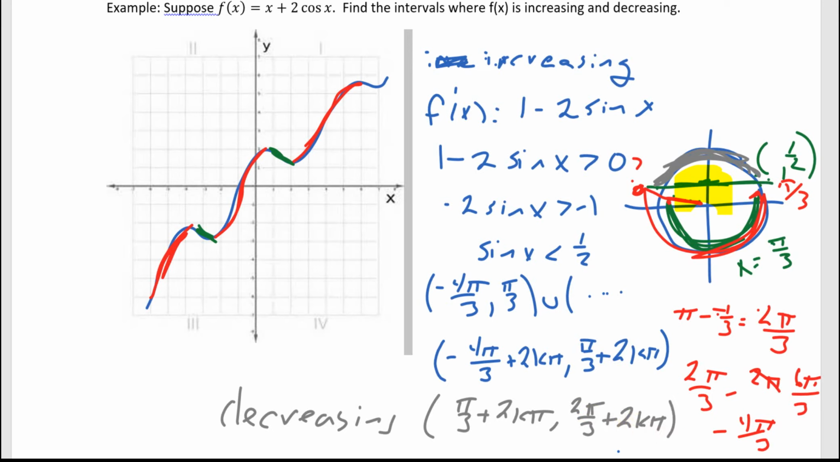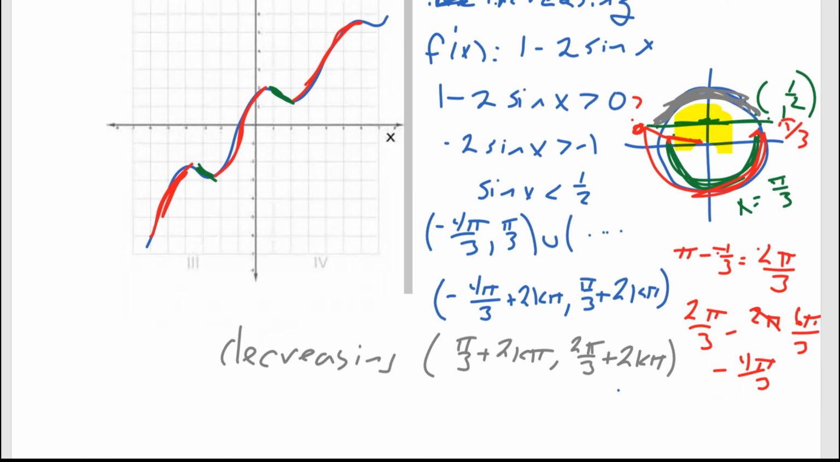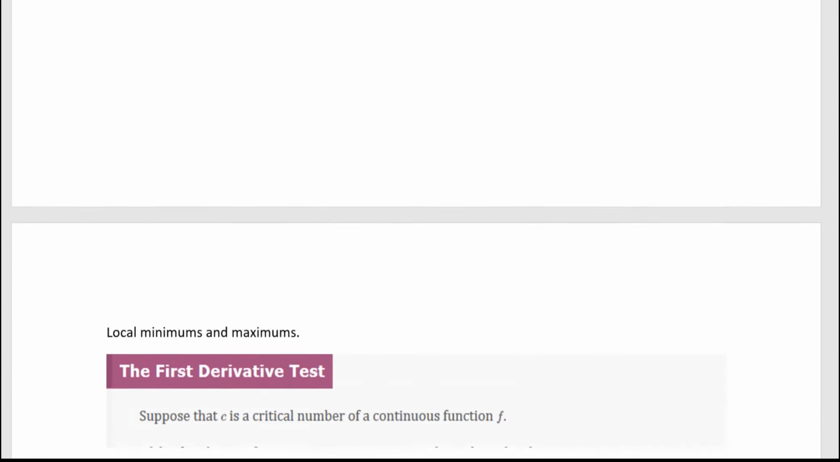Okay, so this is one of the more complicated ones, and I have to picture that unit circle to see where it's less than a half and where it's greater than a half and stuff like that, okay? But again, make sure that you have a copy of that unit circle somewhere to help you out with some of these trig functions. So, moral of the story is increasing when the derivative's greater than 0, decreasing when it's less than 0.